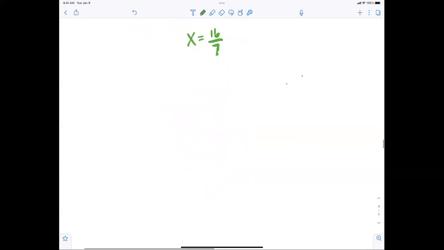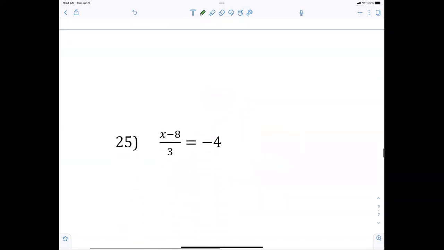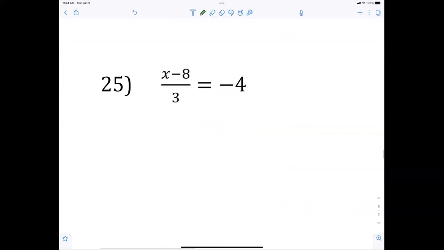All right, so here we go. Let's just keep on going here. All right, Elliot, what am I doing for 25? X minus 8 equals -12. So x equals... thank you. Very good work. I don't understand this. Then what do you do with the rest of it? We multiplied both sides by 3 and that eliminated the dividing by 3.